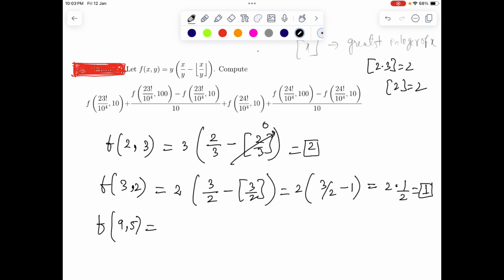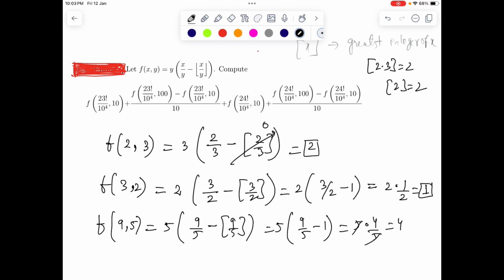Let's have more fun, and let's say 9 and 5, if we calculate. So you can just calculate. Let's do it over here. 5 into 9 by 5 minus greatest integer of 9 over 5, which gives 5 into 9 by 5 minus 1. So 5 into 4 by 5, which goes to 4. So now you can clearly see what's happening over here.